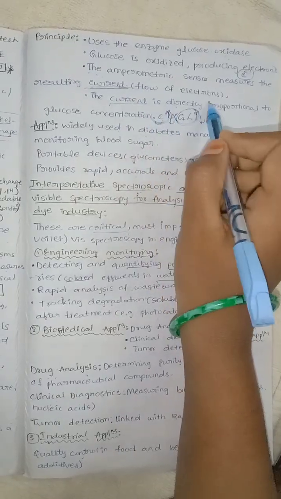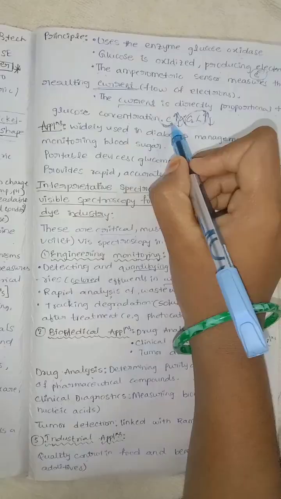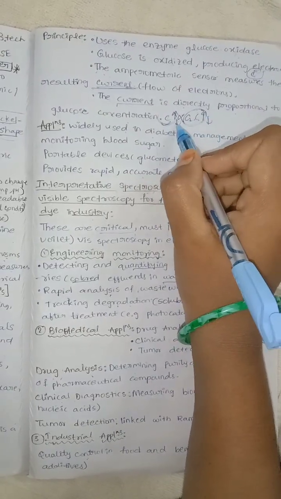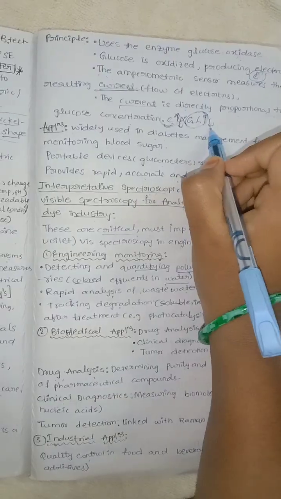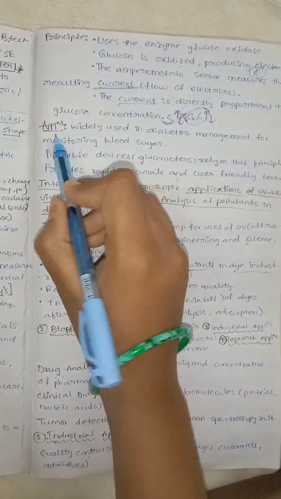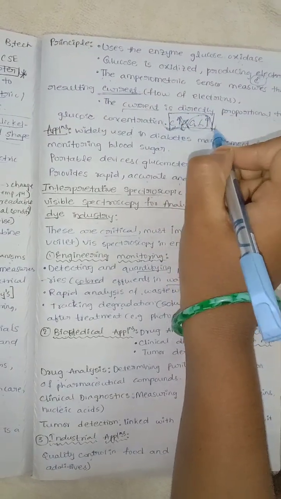Current is nothing but the flow of electrons. The current is directly proportional to the glucose concentration. If current increases, glucose concentration also increases. If current decreases, glucose concentration also decreases. These two are directly proportional to each other. Write this point and keep it in a box.